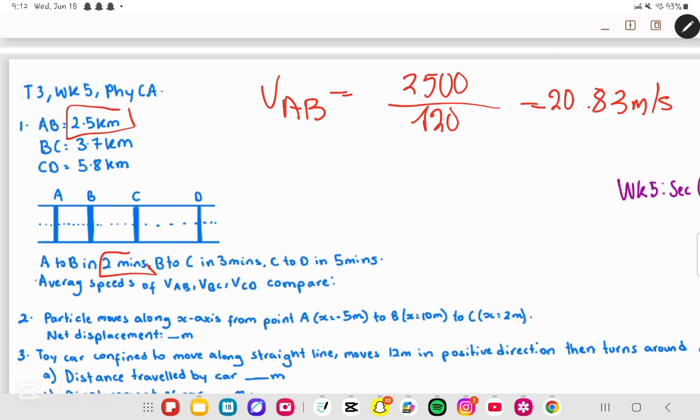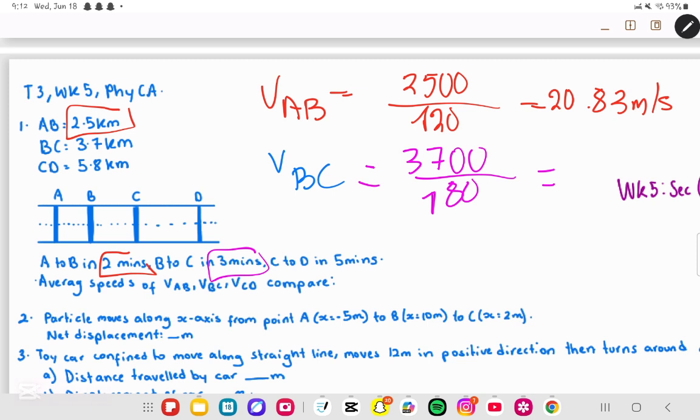Okay, for VBC, what's the distance traveled? It is 3.7 kilometers, so 3,700 meters divided by the time, so 3 minutes, which is 3 times 60, which is, I forgot how to do math, 180, okay? So 3,700 divided by 180 will give you 20.56 meters per second.